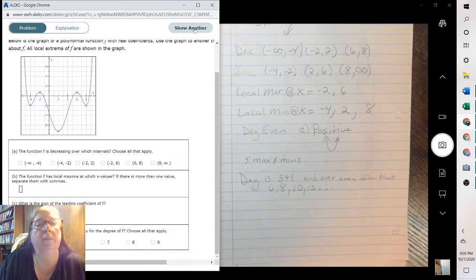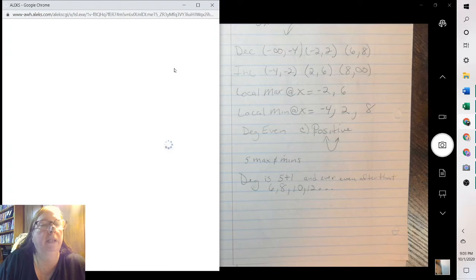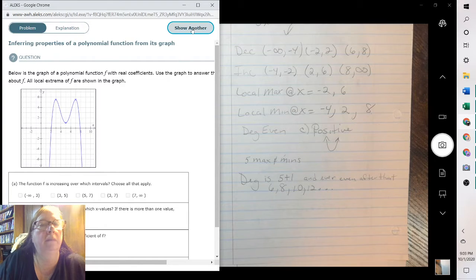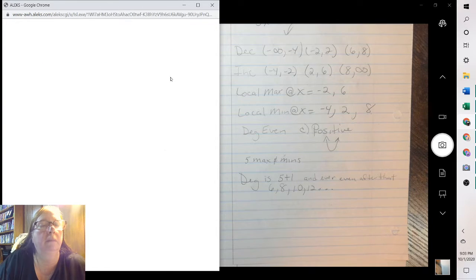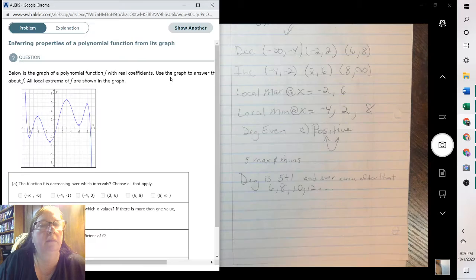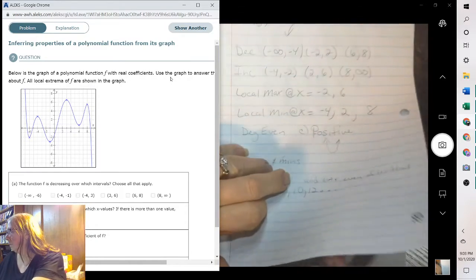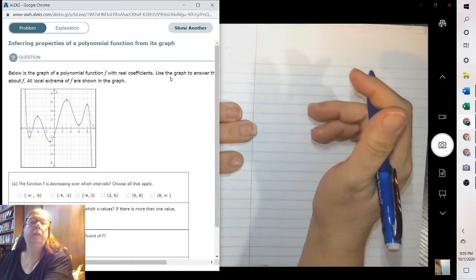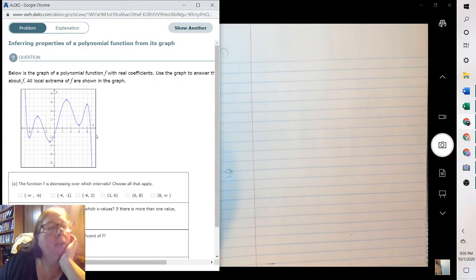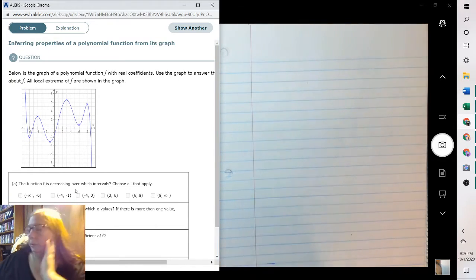Let's try another one. Let's get an odd one. So on this one, increasing and decreasing.